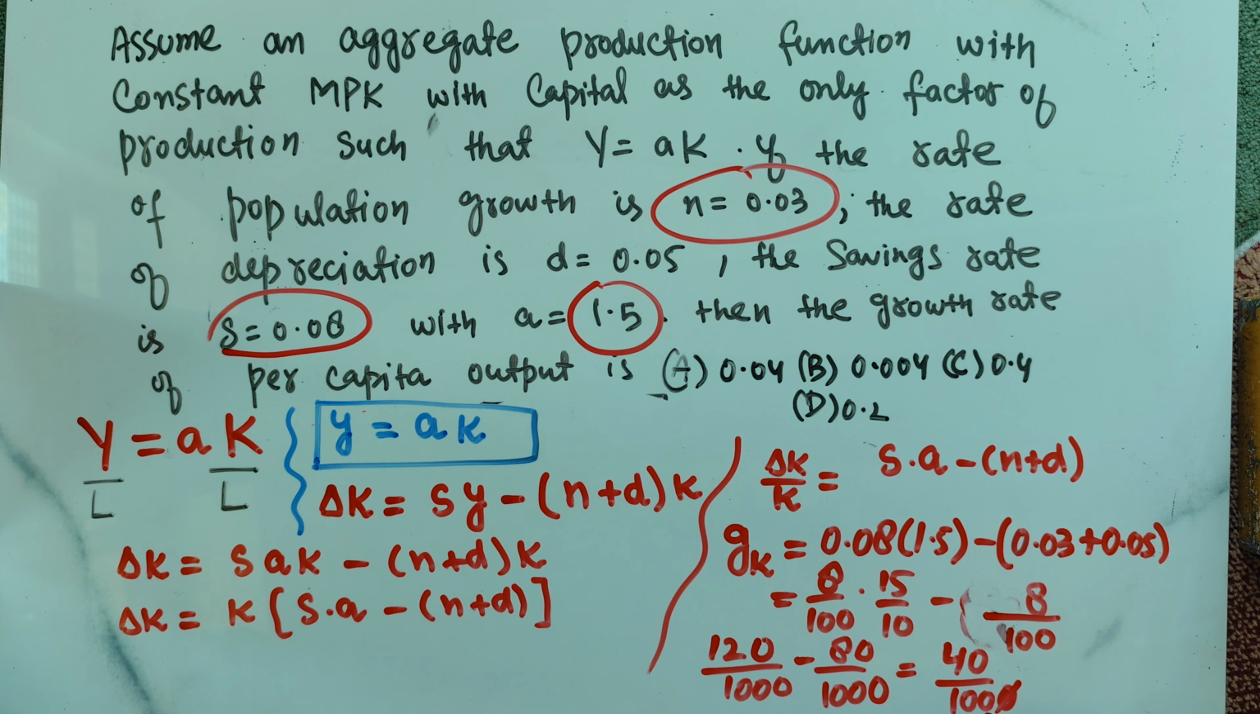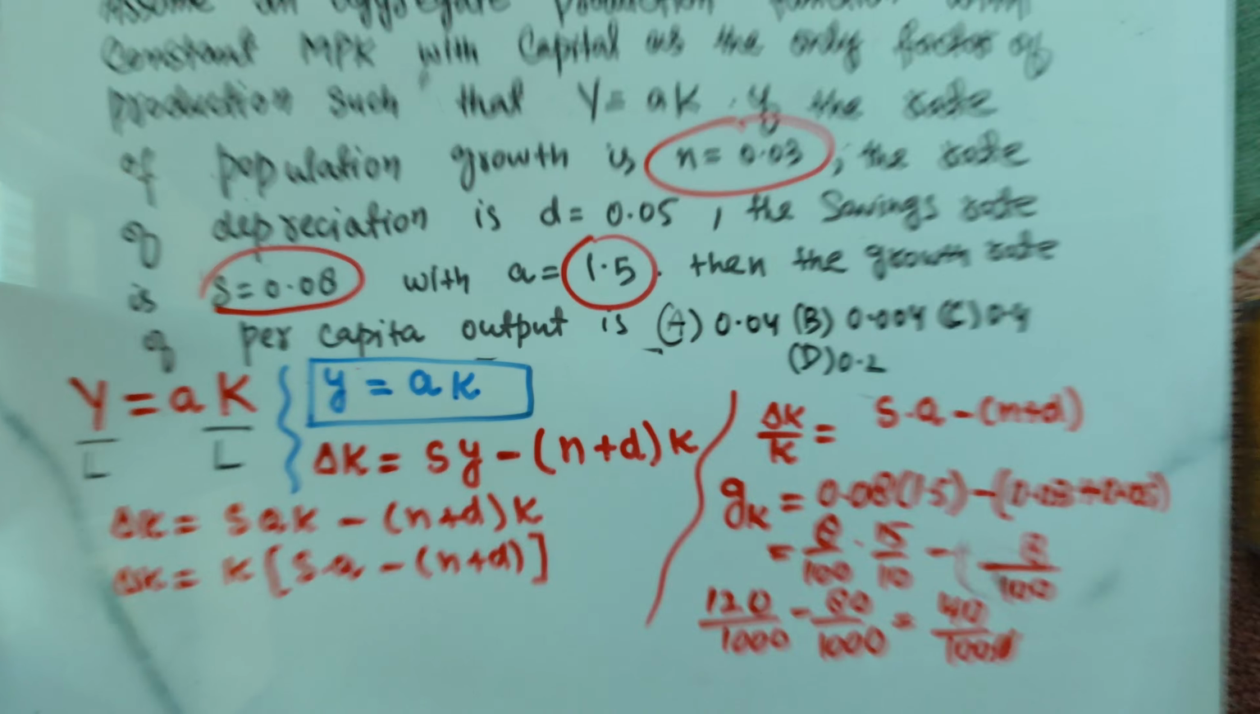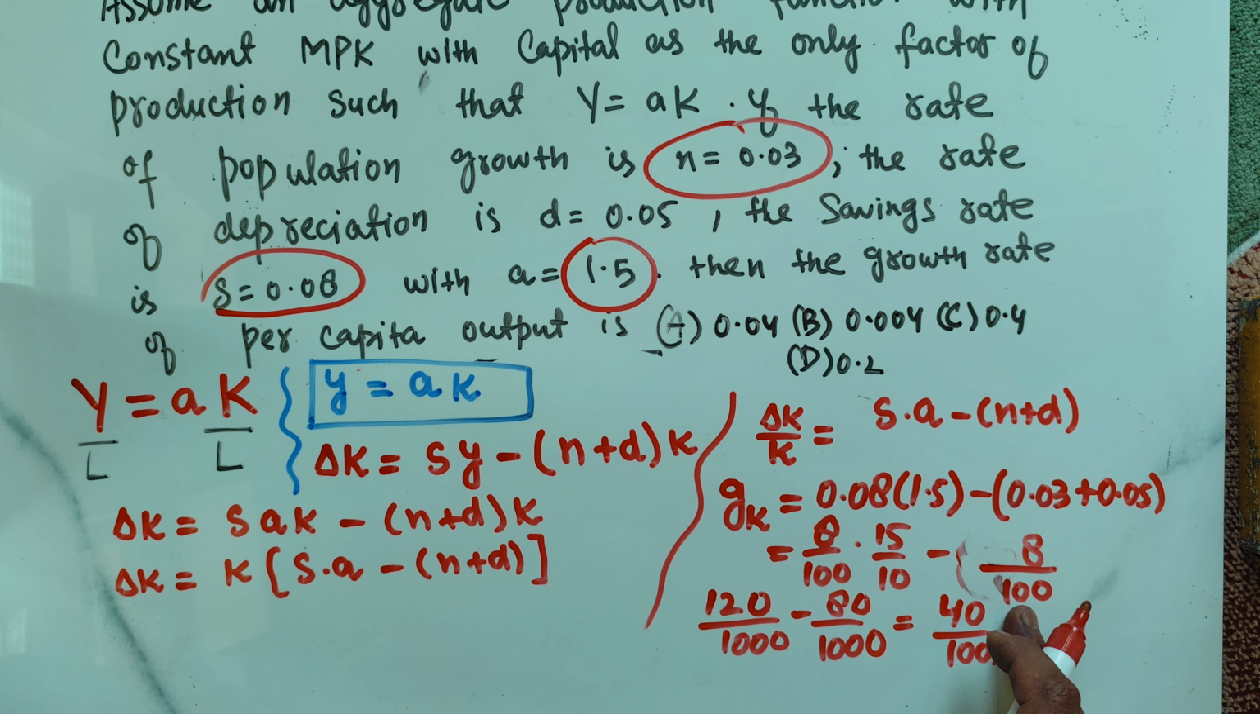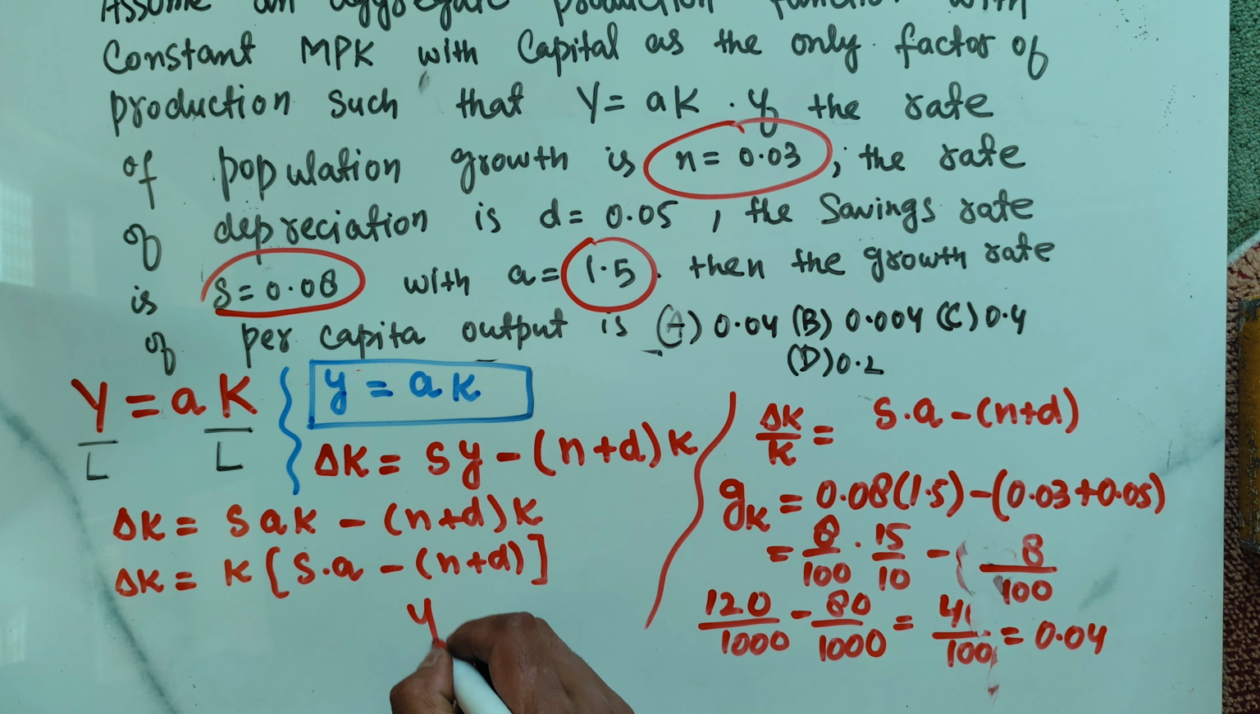So this 0 gets cancelled, and we are left with 0.04, that is 4%, which will be the growth rate of per capita output in this question. I hope I make myself clear.